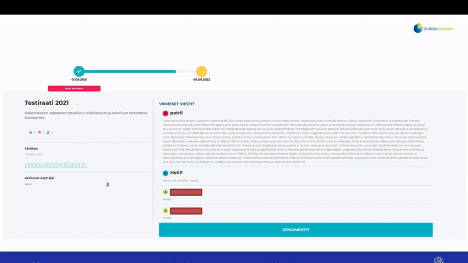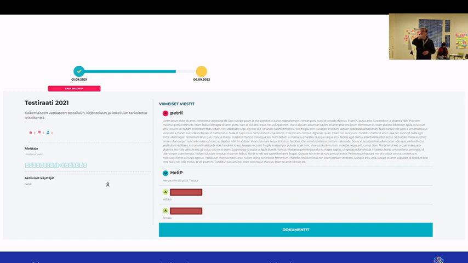If you open one of the councils, then this is really simplified. There's a time frame when it's open and when it will be closed, and some background information and description. And then there are the latest messages here on the right side.